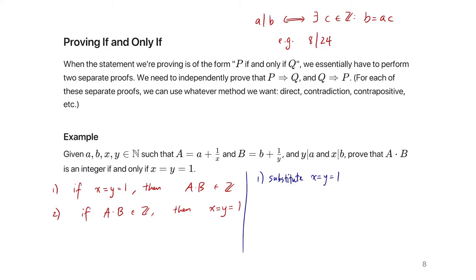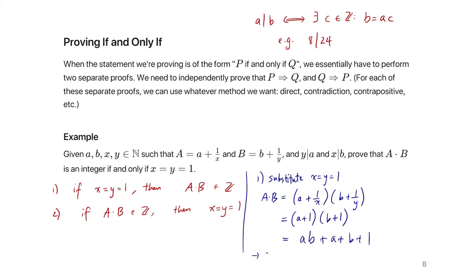So we want to look at the product of A times B. Well, that's equal to A plus 1 over X times B plus 1 over Y. Well, if X and Y are both equal to 1, this simplifies to just A plus 1 times B plus 1. Is that clear? And then we do some expansion: AB plus A plus B plus 1. This is just a sum and product of integers, which we know the result will also be an integer.